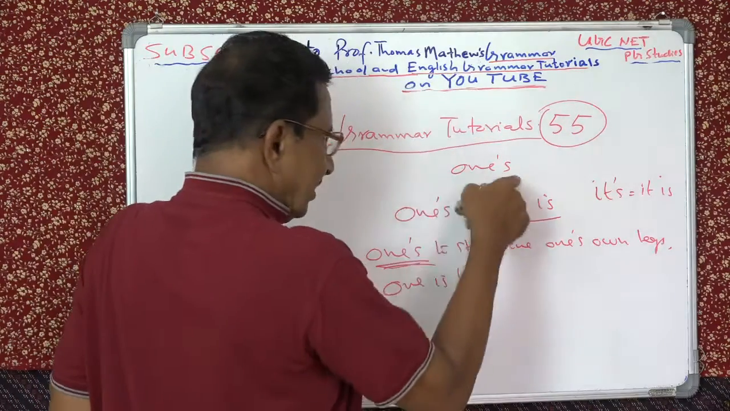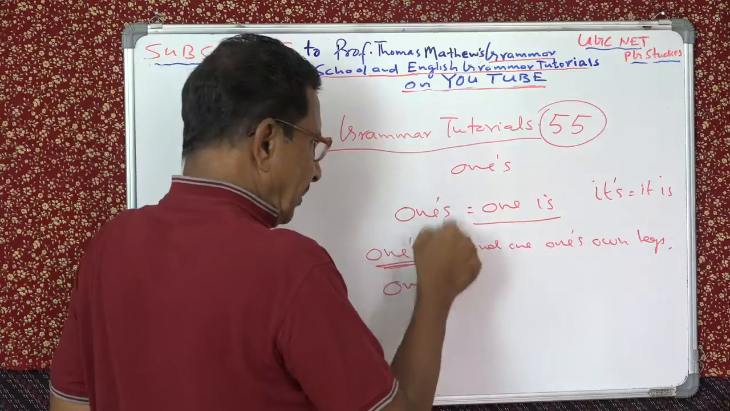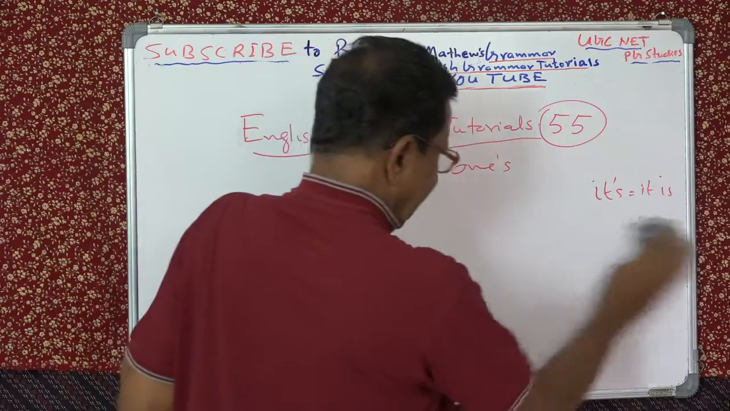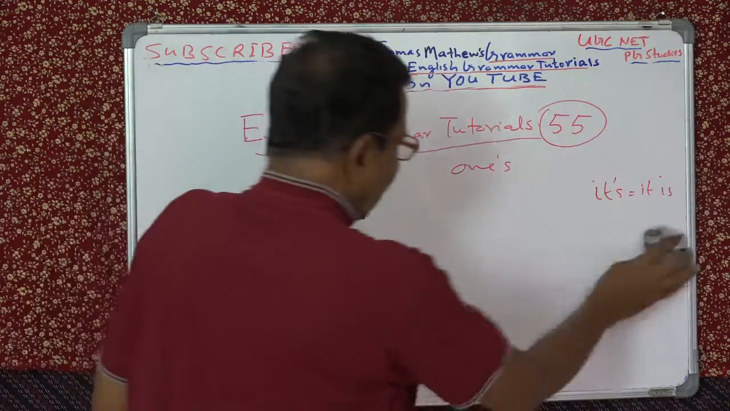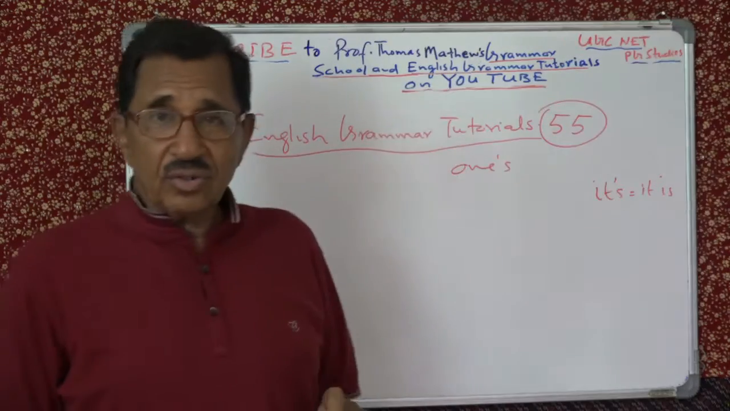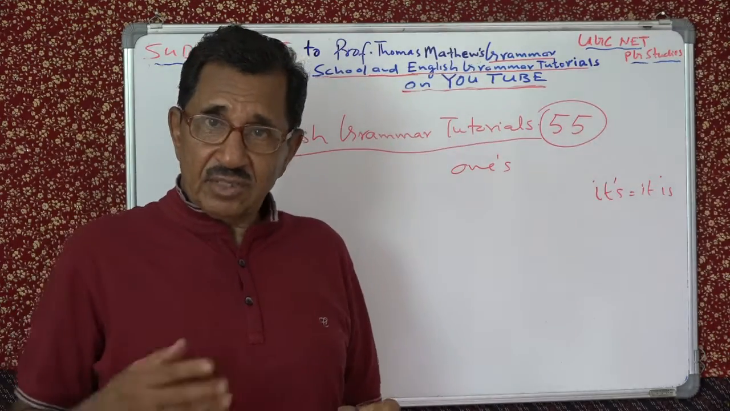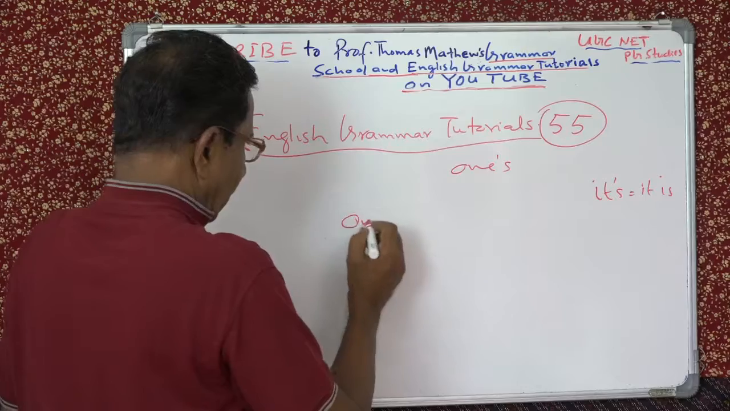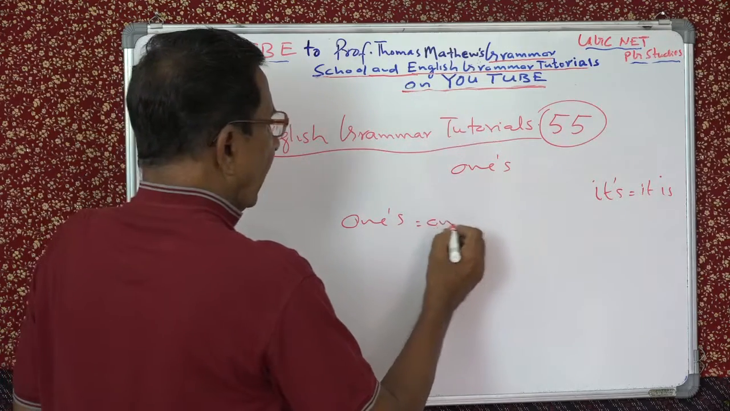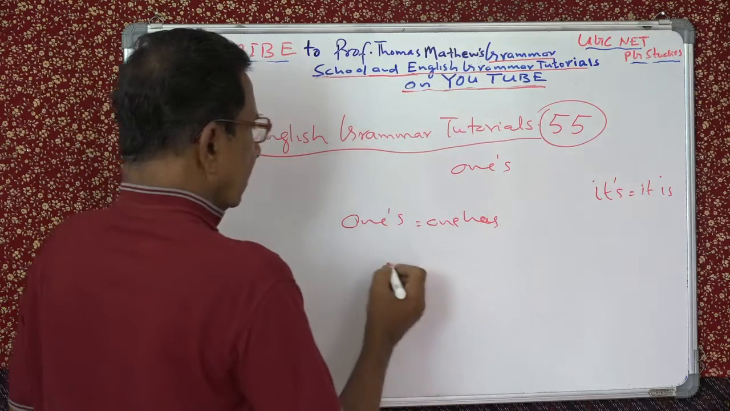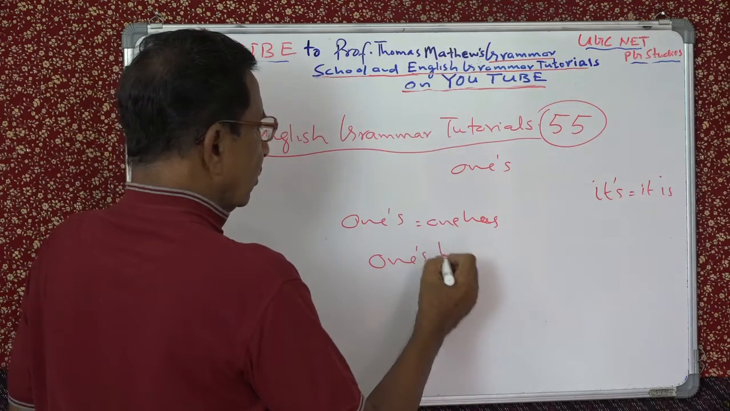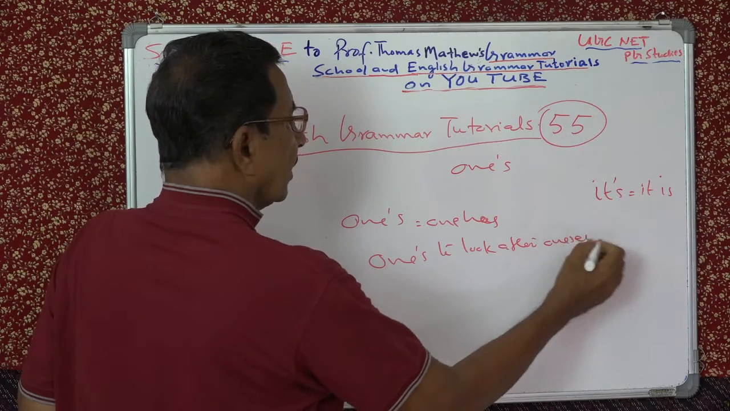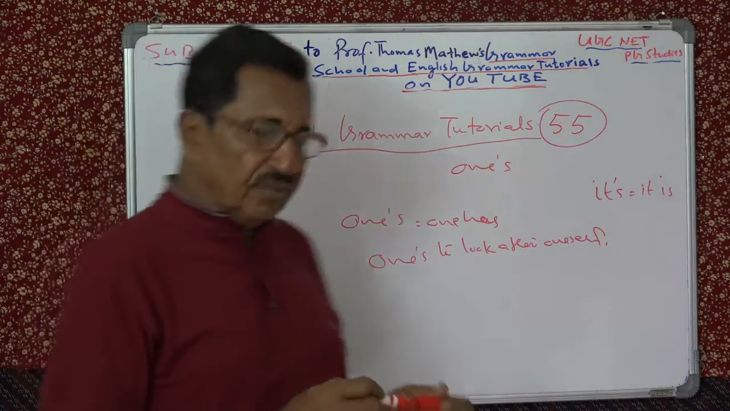So, one's as a possessive adjective, and one apostrophe s also means one is. Or it could also be one has. One apostrophe s, one has. One has to look after oneself. That means you have to look after yourself.